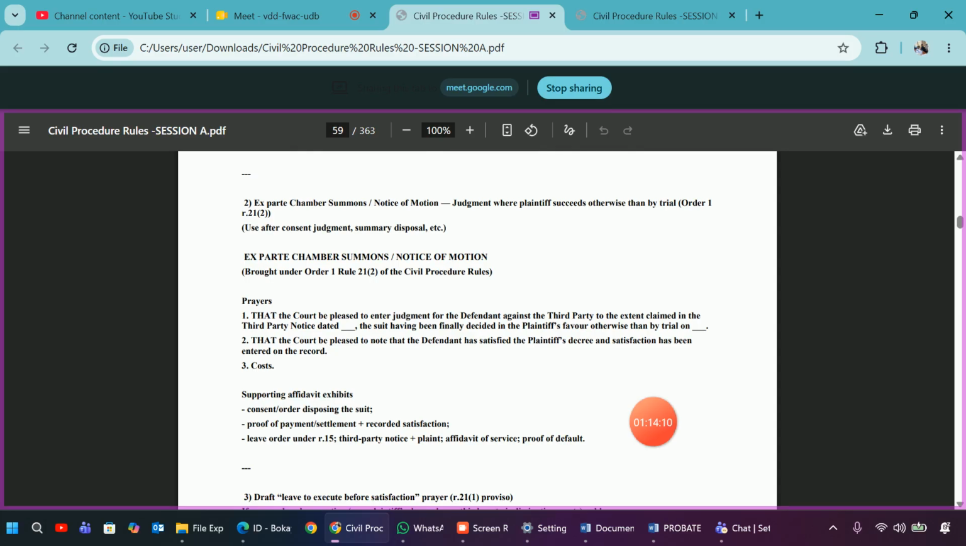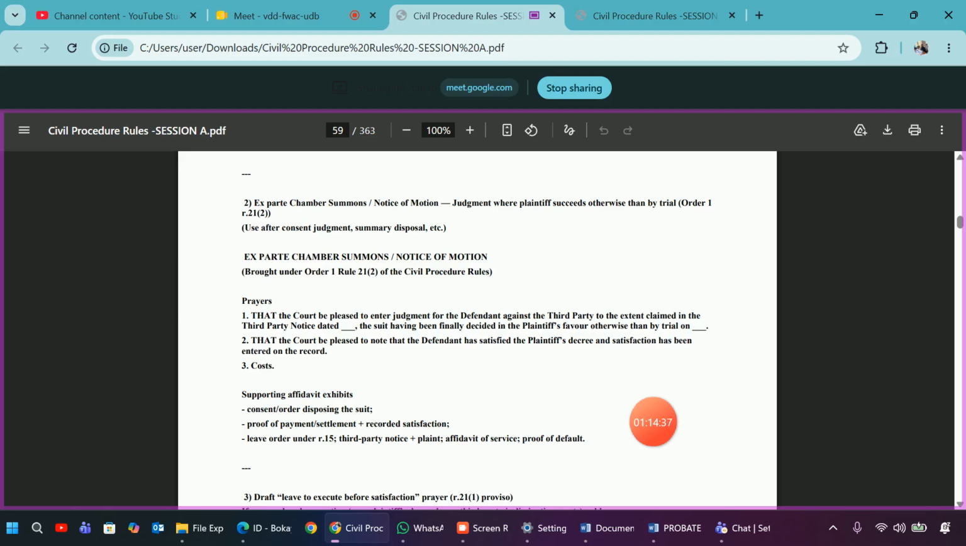You are saying that it is being brought under Rule 21(2) of the Civil Procedure Rules, that the court be pleased to enter judgment for the defendant against the third party to the extent claimed in the third party notice dated this date, this suit having been finally decided in the plaintiff's favor otherwise than by trial, and that the court be pleased to note that the defendant has satisfied the plaintiff's decree and satisfaction has been entered on the record.